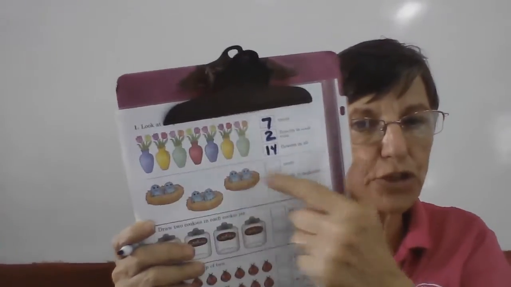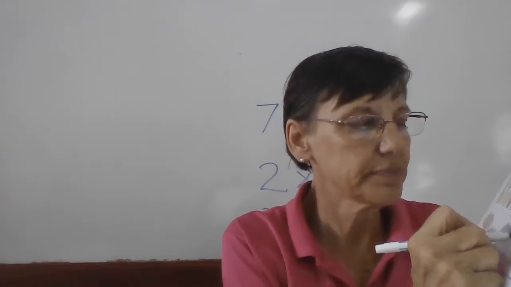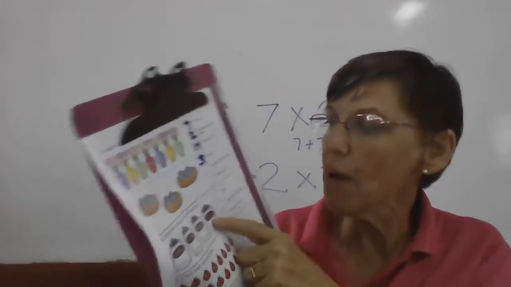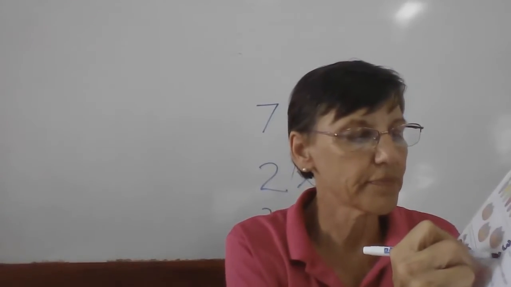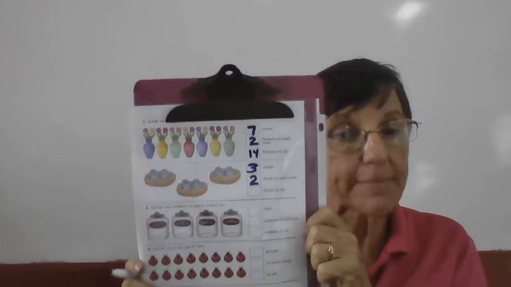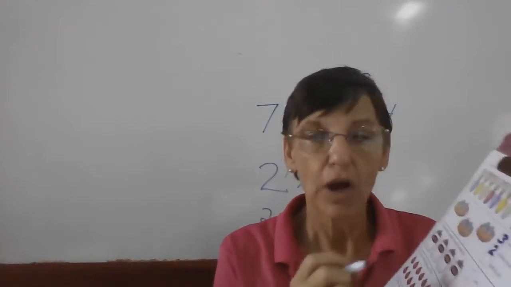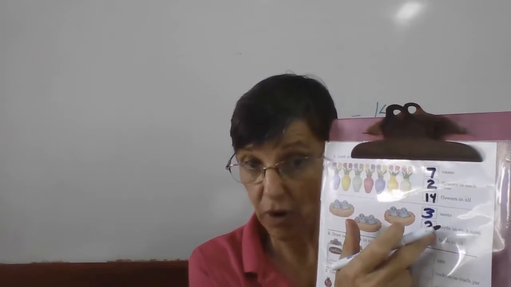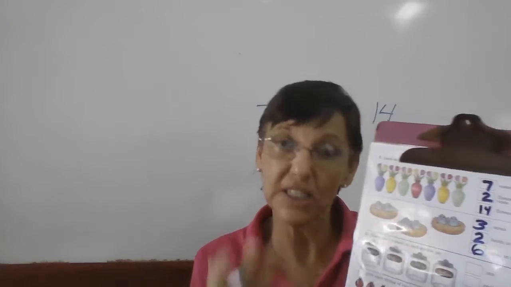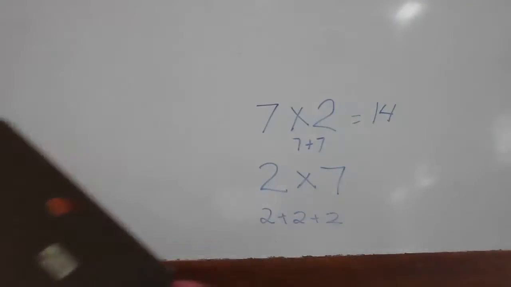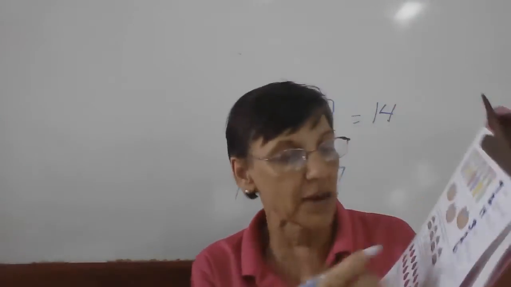Okay, the next one, it says, how many nests do we have? 1, 2, 3. Okay. How many birds are in each nest? 2, right? So, how many birds all together? Okay, we can either count it 2, 4, 6, right? Or we can say 3 plus 3 is 6. It's going to be the same thing, right?